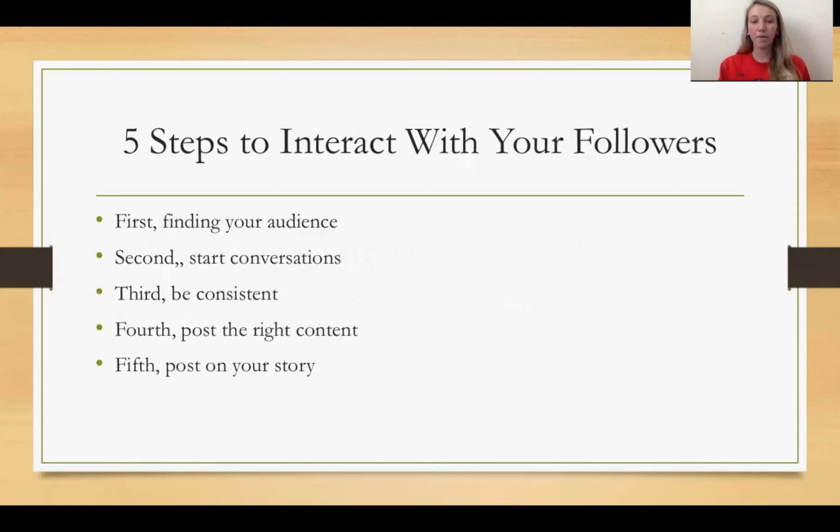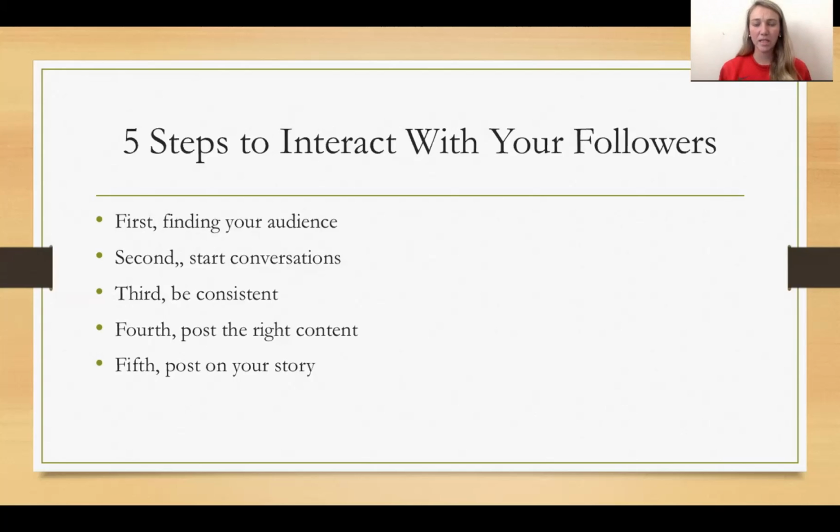So now we're going to talk about 5 steps to interact with followers. So the first is finding your audience. So you really need to know who's reading your content so you know what to write, how to write it, and who to please, basically. So second, start conversations. You want to be able to interact with your followers to build a relationship, to understand what they want more, what you need more to write.